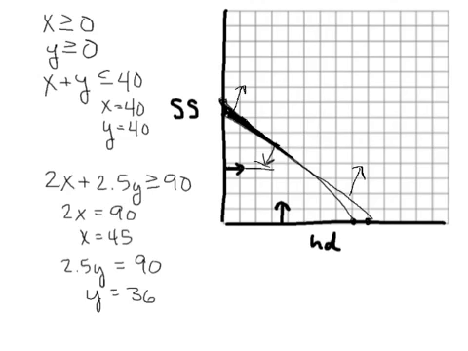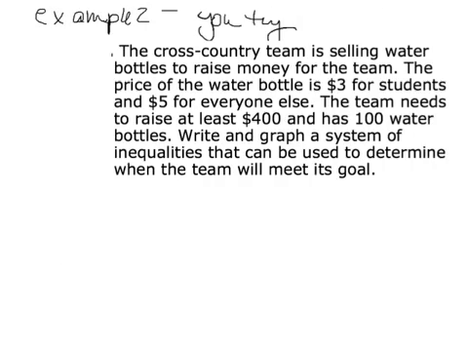So this one shades this way. This line shades down, the first line with the x-intercept and the y-intercept of 40. And the last line shades up, that had the x-intercept of 45 and the y-intercept of 36. So the overlapping region is the solution region. That is how many spicy sausages and hot dogs that she is able to sell. Okay, you try this one. You guys can do it.